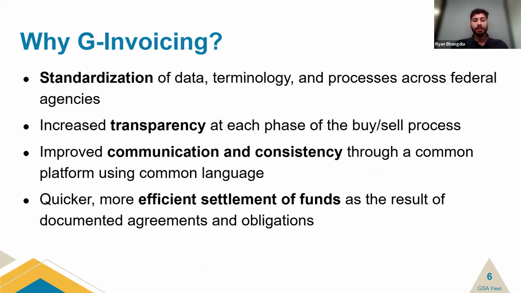And so why are we moving to G-Invoicing? A lot of this has to do with standardization of data. There are a lot of different agencies and a lot of different processes that all of the agencies use. Standardizing it means that we're all going to be speaking the same language, and it will increase transparency for all of these transactions. And through the standardization and the transparency, improve communication and consistency so that we can more efficiently settle our funding obligations.